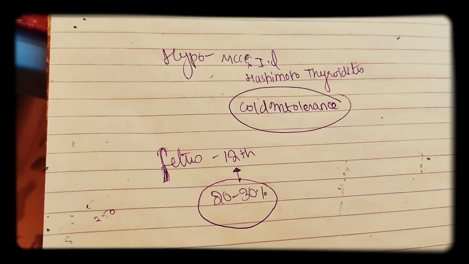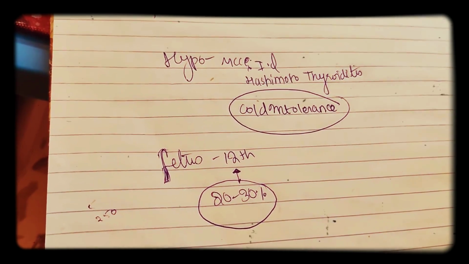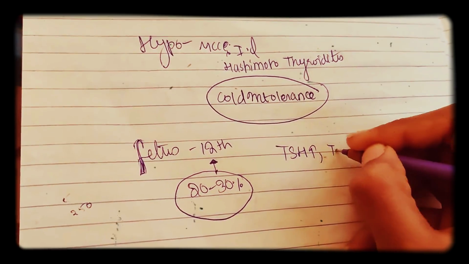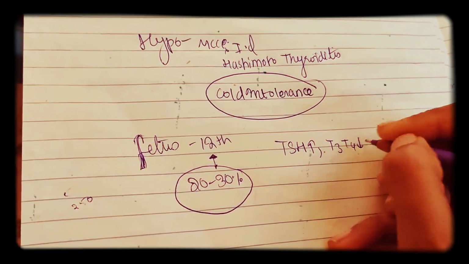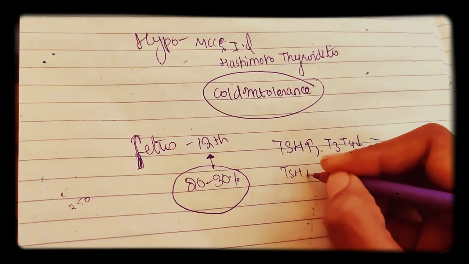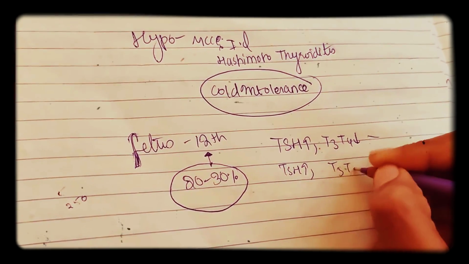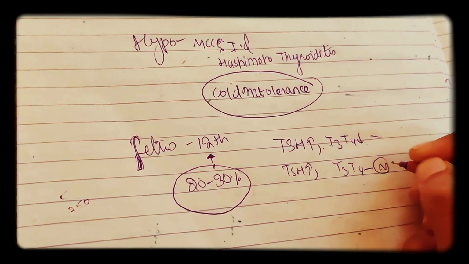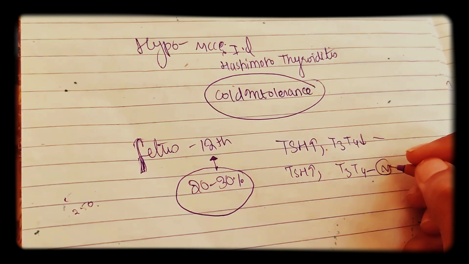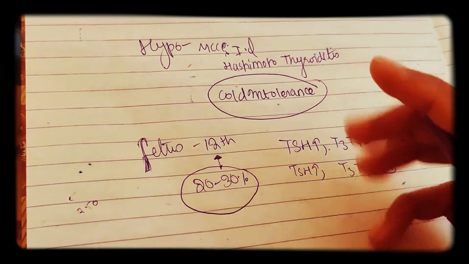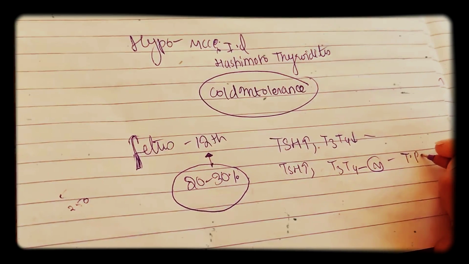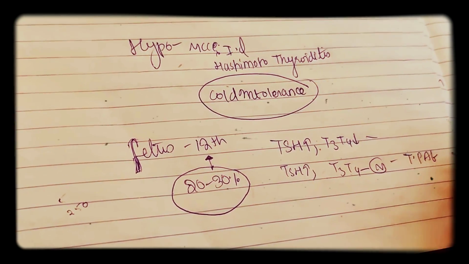So what is the diagnosis for this? Whenever you see TSH increased and T3, T4 dropped, this is clinical hypothyroidism. Whereas when TSH is increased and T3, T4 are normal, this is subclinical hypothyroidism. In subclinical hypothyroidism, always measure the thyroid peroxidase antibody levels.